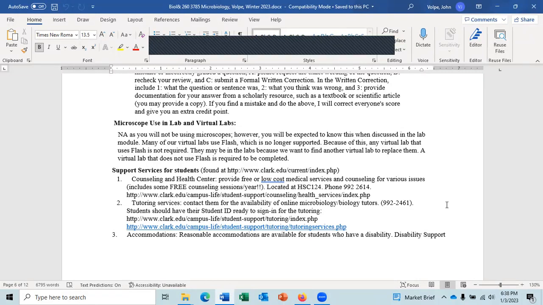Any question about any of that? We'll go over how to use a microscope when we have a lab covering that material.